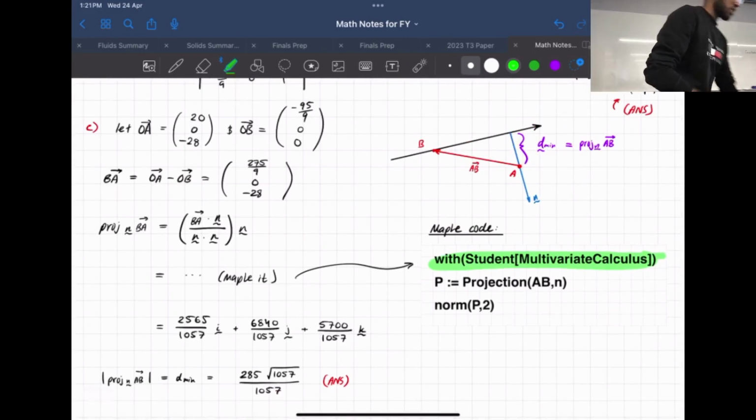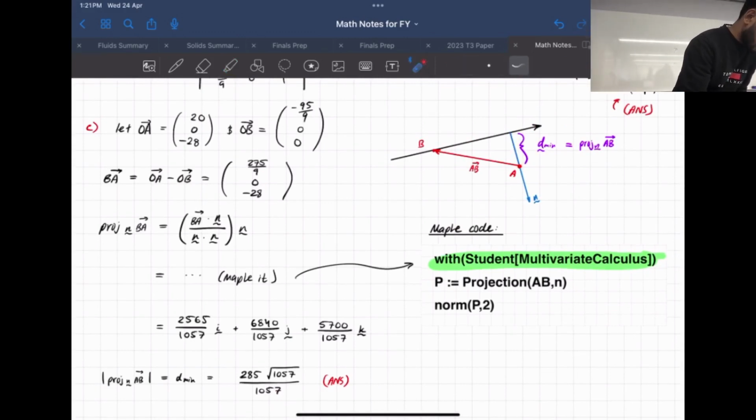Now for part C, I was going around and checking. I saw that Leo got it right. The best way to do this is to just do a rough sketch, and you can visualize what our minimum D value is.